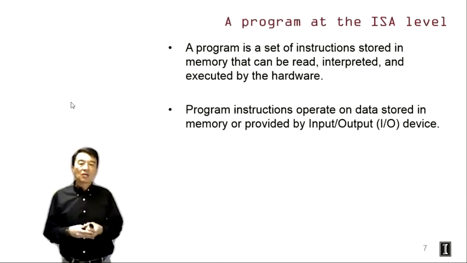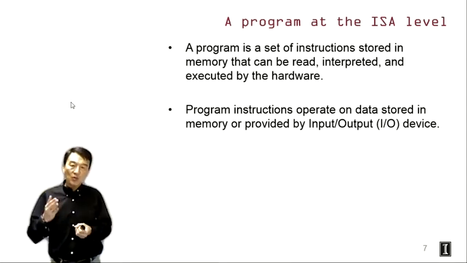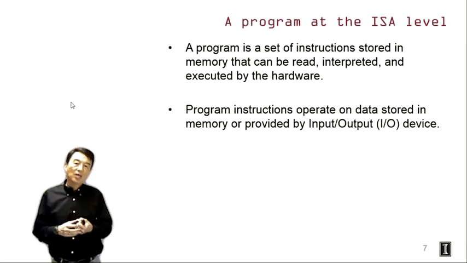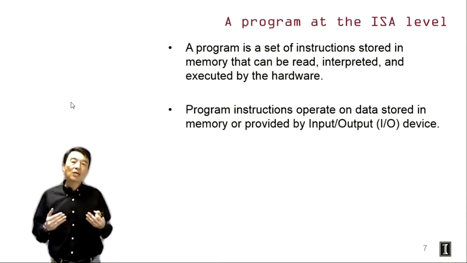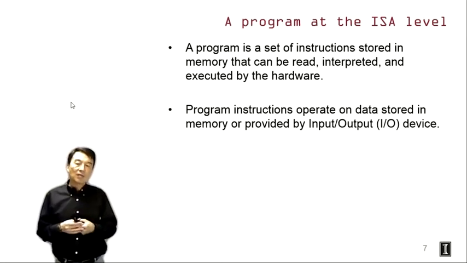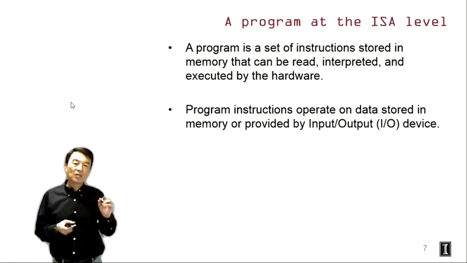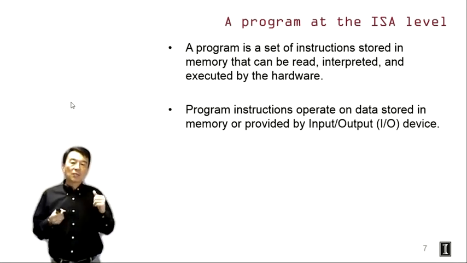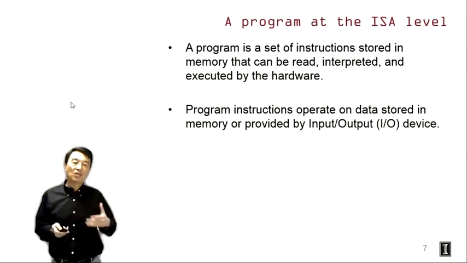So whenever we write a piece of code in CUDA, it will eventually be compiled down to the instruction set architecture level. And the program is said to be at the instruction set level whenever it's compiled down to these instructions. So at this level, a program is really a set of instructions stored in memory that can be read, interpreted, and executed by the hardware. The program instructions will then operate on the data that are stored in memory or provided by input-output devices.